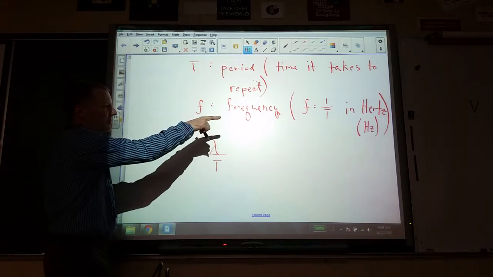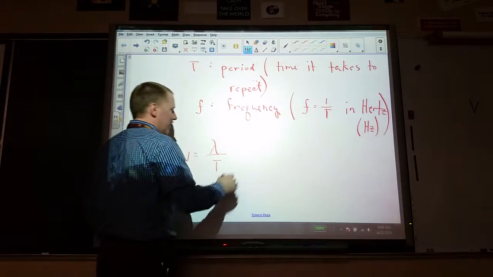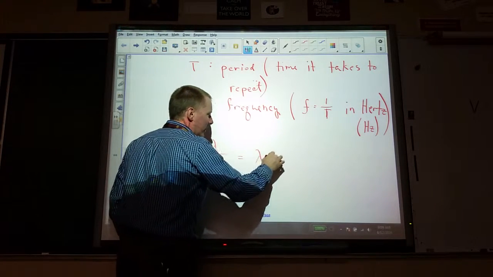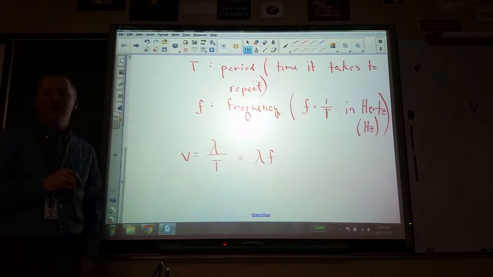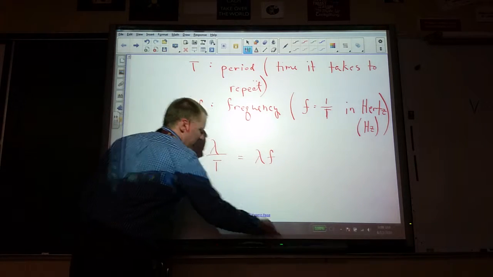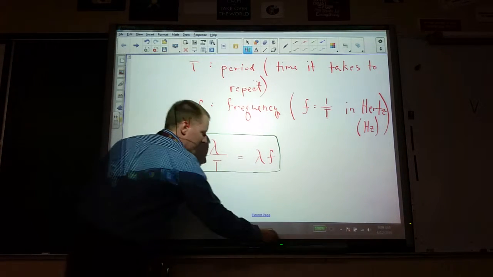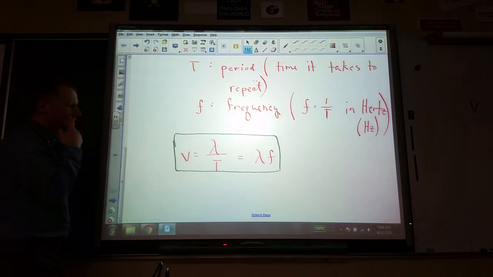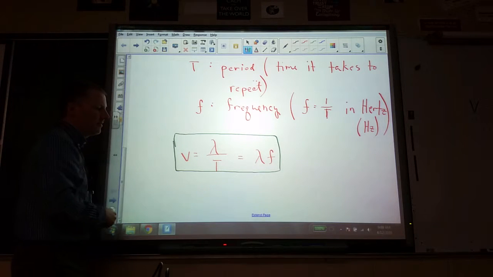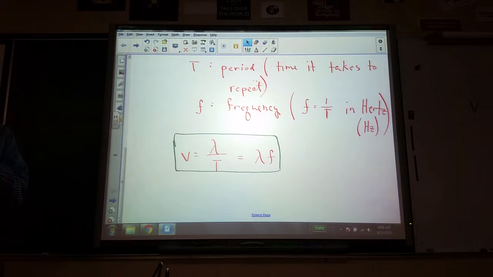And since the frequency is 1 over the period, not quite a line there, we can also just say that it's lambda times the frequency, the wavelength times the frequency. And this goes for any traveling wave. Usually we'll use this one, but this one can be useful in some circumstances as well. That's one of the big equations we're going to get.